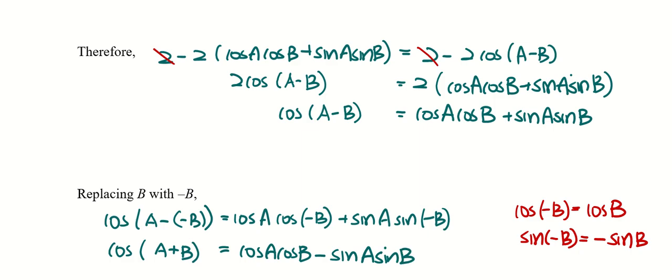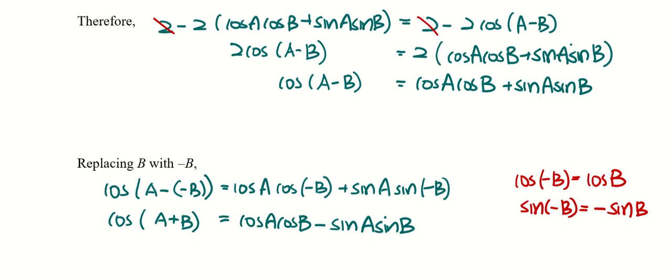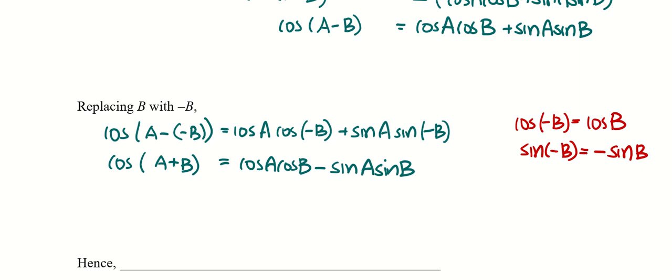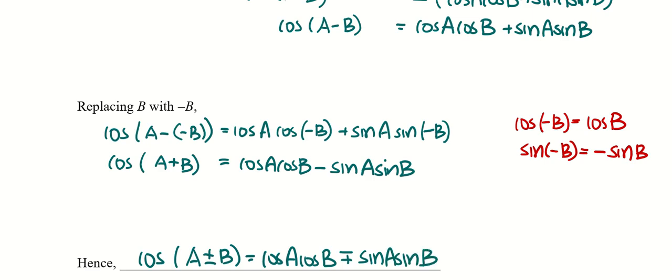You have the cosine compound angles, cosine A plus B and A minus B. So hence, we can pen down cosine A plus or minus B equals cosine A cosine B minus or plus sine A sine B. The only thing is, the signs are rotated. And we move on to the final derivation for your tangent A plus B.